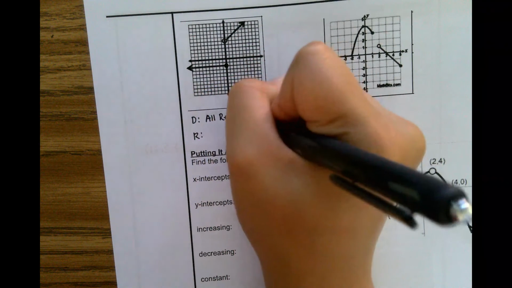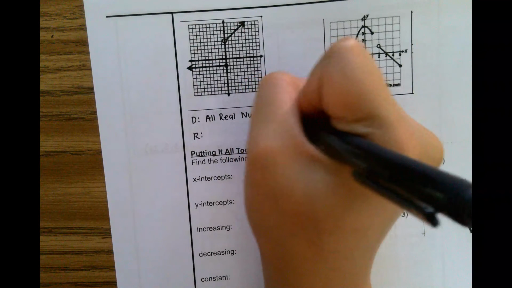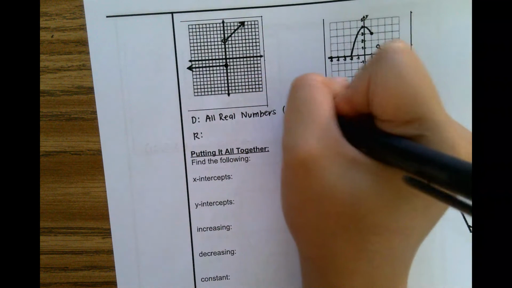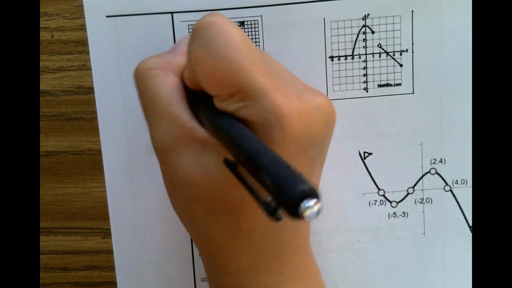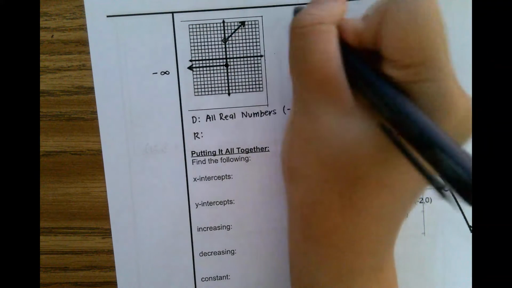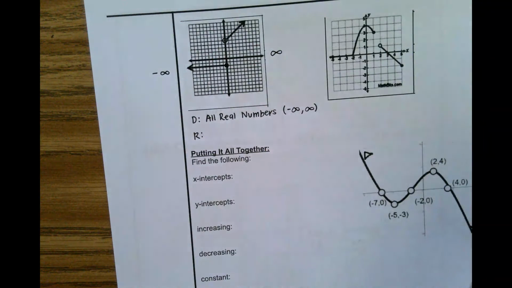Or in other words, I'm going from everything from -infinity to infinity, right? Because this is towards -infinity, and this side where the arrow is pointing is towards infinity.